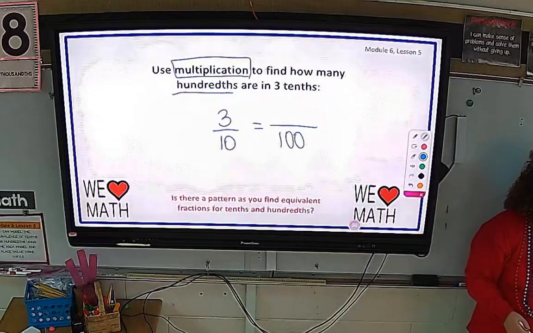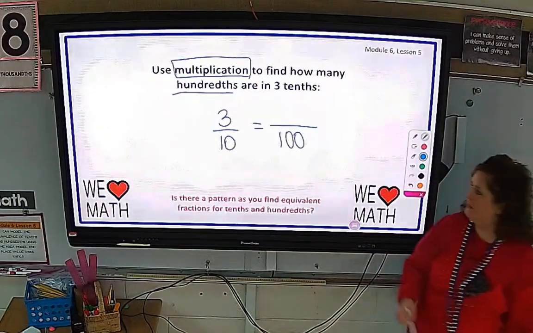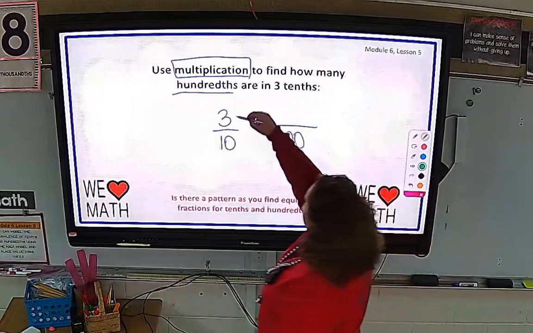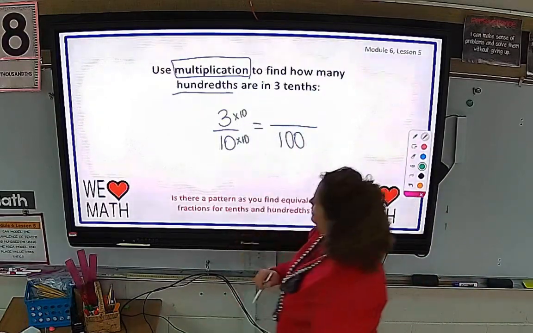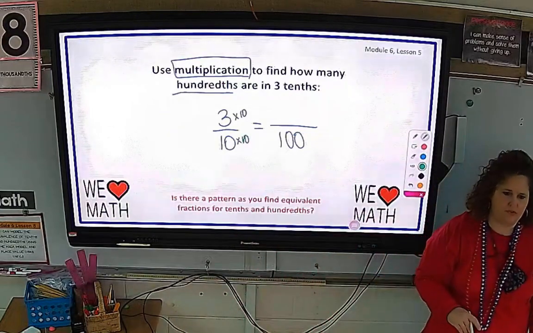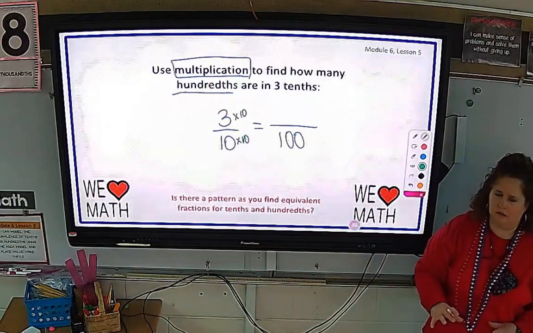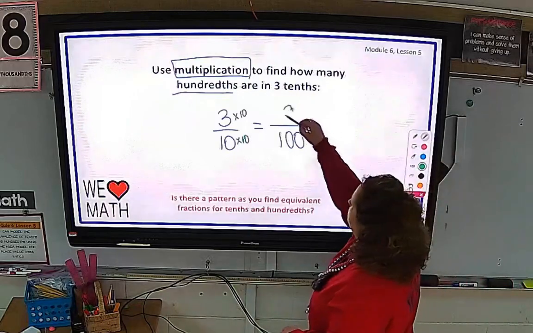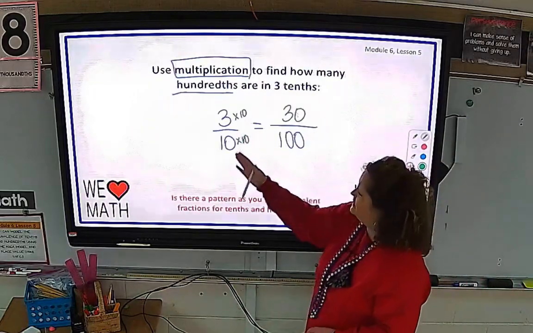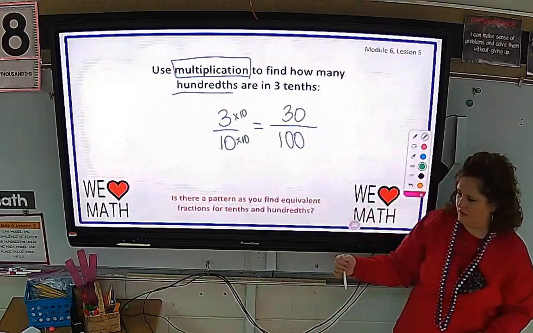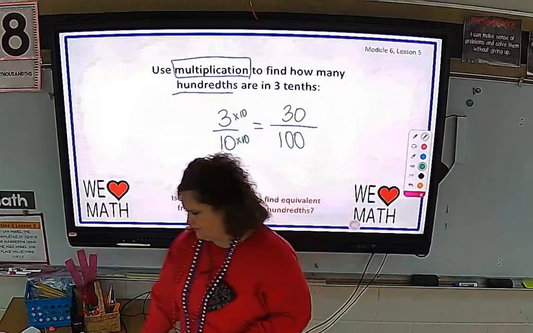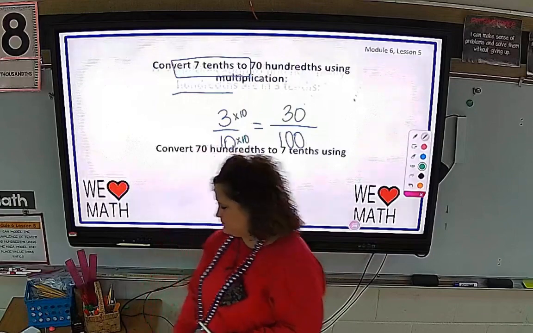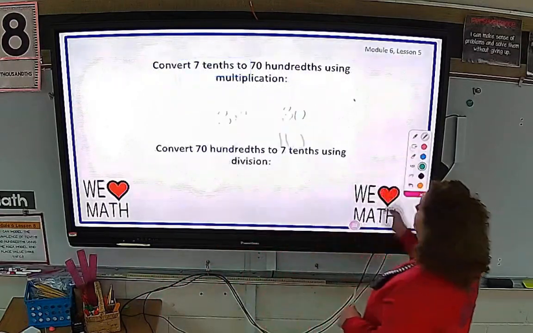What did they do? Yeah. They multiplied by 10. So 3 times 10 and 10 times 10 is going to give us what? What's our final fraction, Brandon? 3/100. So 3/10 is equal to 30/100. So see how fractions and decimals are working together here? Okay, so let's do a few others.